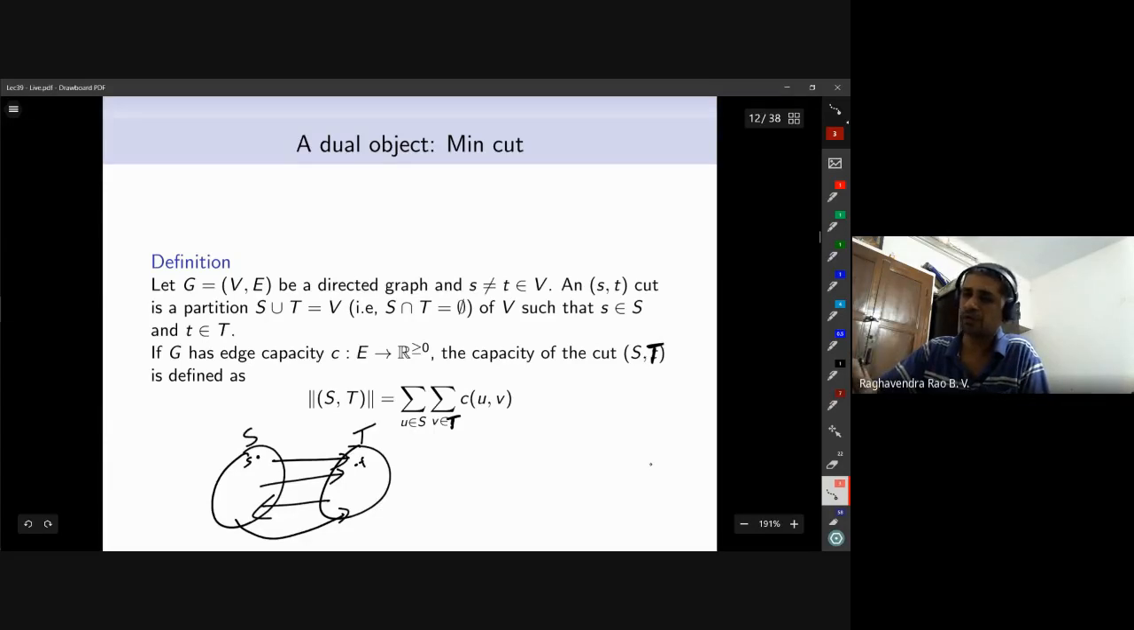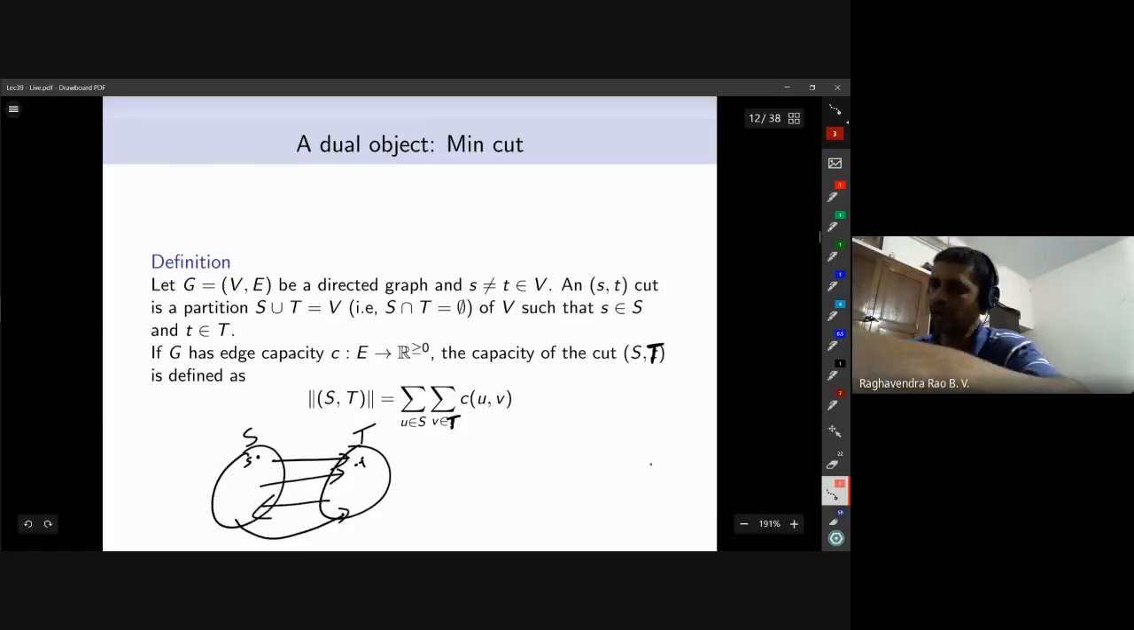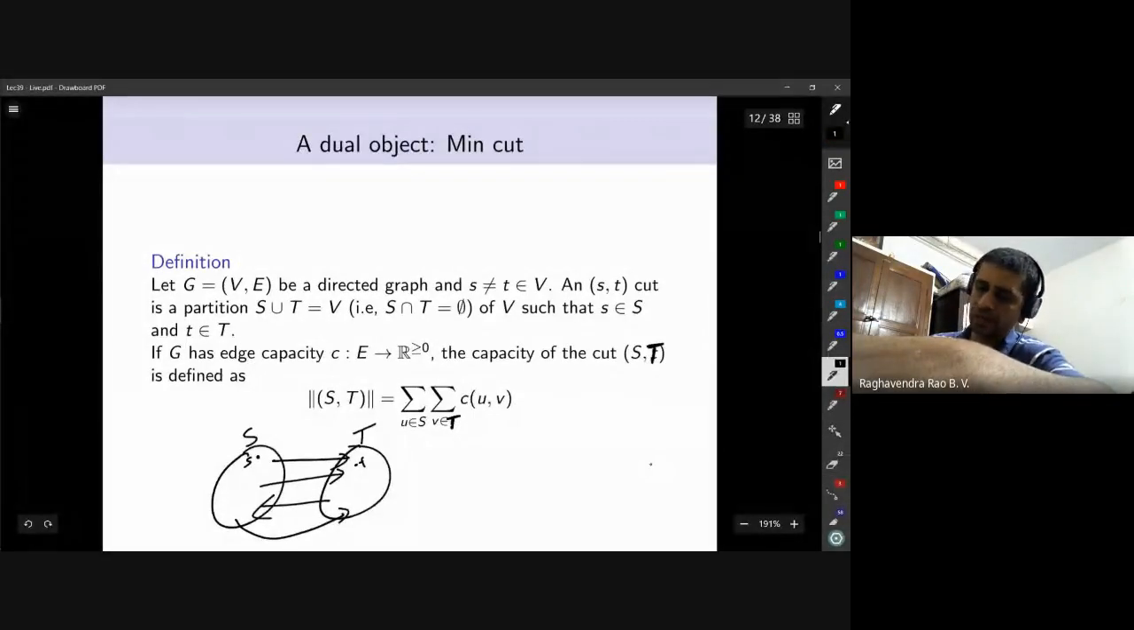Okay, so run through all pairs U, V such that U is in S and V is in T. You take the sum. So I've just written it this way, and it might be a bit confusing. Why should every pair U in S and V in T be an edge? What we usually do is, for a pair UV, if there is no edge, I'll take the capacity as 0.